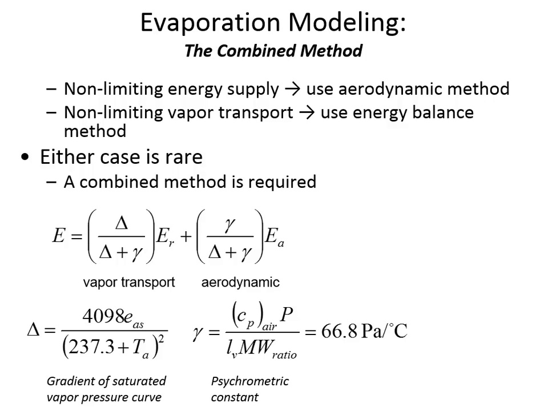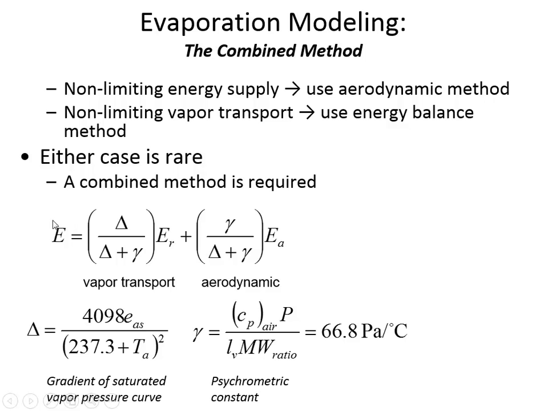And both of these terms are actually used in other methods as well. The Penman method is what's most commonly used in really sophisticated calculations of evaporation. This is a little bit of a simplification of what the full combined approach is. But we can use it to come up with a better estimate of the evaporation.